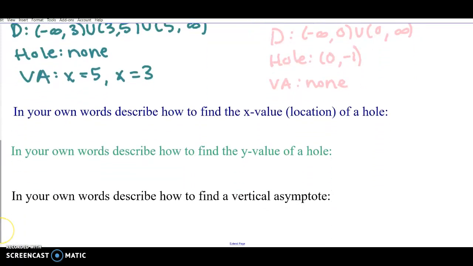Last thing I'd like you to do on your own is to describe the following in words. How do you find the x value of the hole? How do you find the y value of a hole? If you don't remember, maybe go back to a couple of the earlier examples where I was explaining that. And then last but not least, in words, how do you find a vertical asymptote? So, 3 really important things to take away from this video.